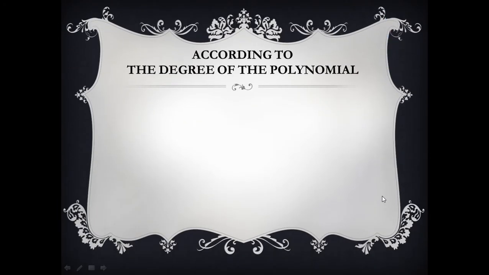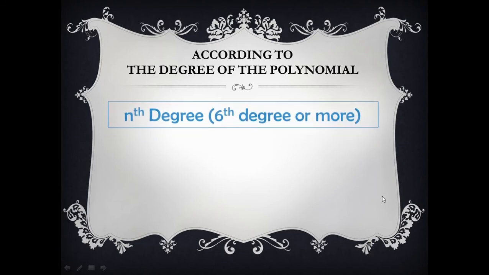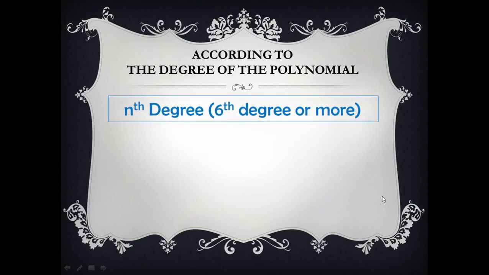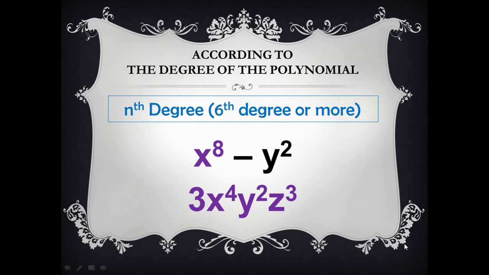What do we call the polynomial in sixth degree or more? We call it as nth degree, depending on the degree of the polynomial. Look at the examples. In the first example, look at the first term. What is the degree of the term? Okay, so the polynomial is in the 8th degree.